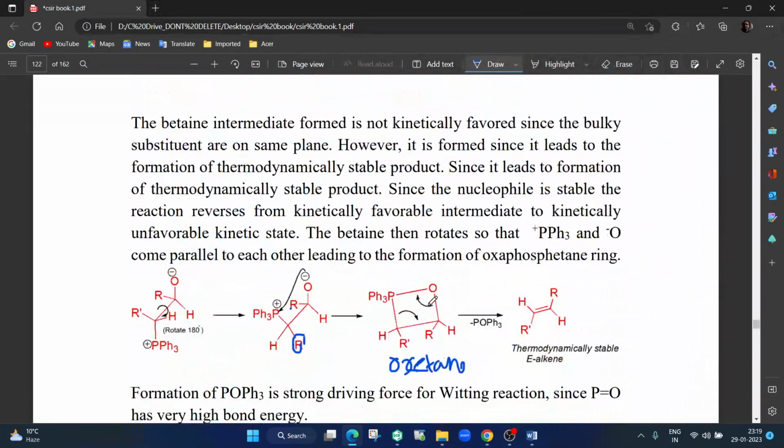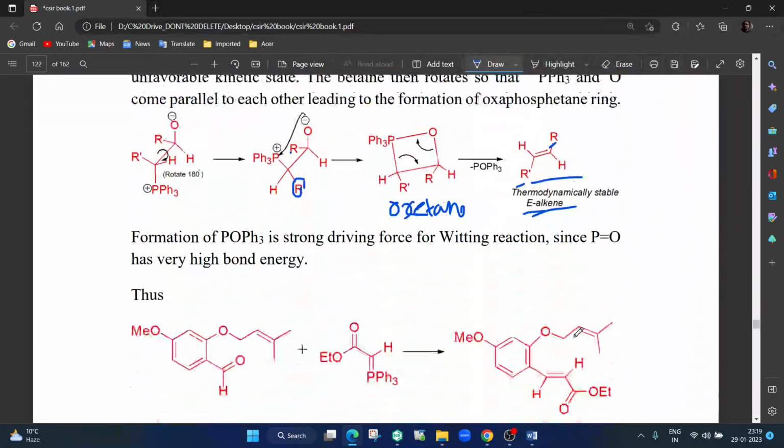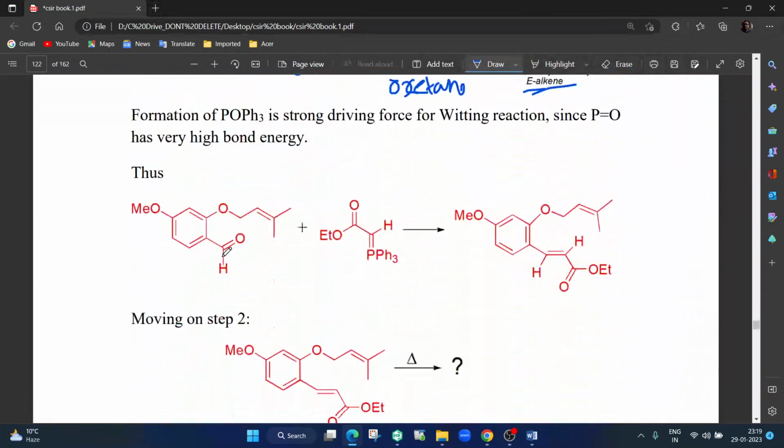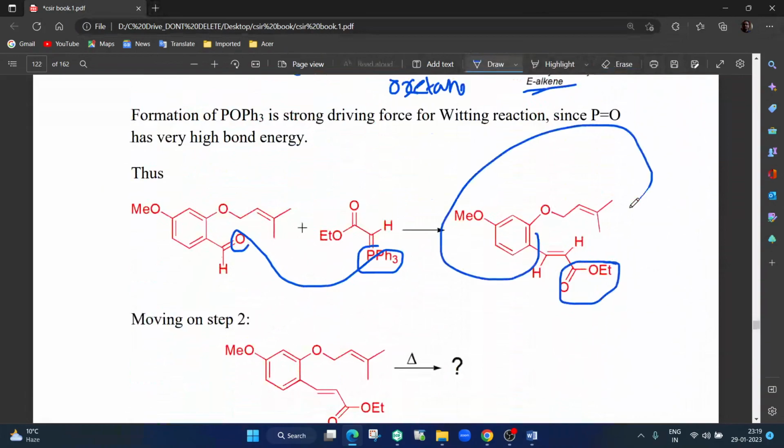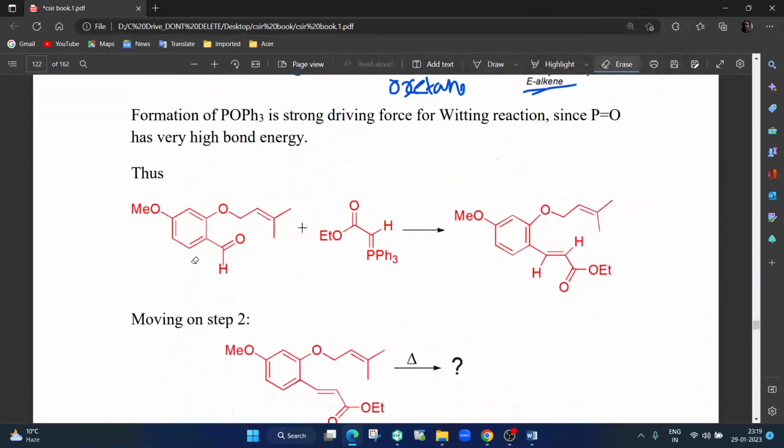And then POPh3, I said POPh3 is a very good leaving group, a very stable species, that is the driving force. So this comes here and you get this thermodynamically stable E alkene. E means the bulky groups are in opposite directions, away from each other. So here also pretty much the same thing will happen. This POPh3 will be lost and you get a thermodynamically stable alkene. This COOEt, the bulky one, and this bulky group are opposite to each other. Similarly, these two hydrogens are opposite to each other, right?